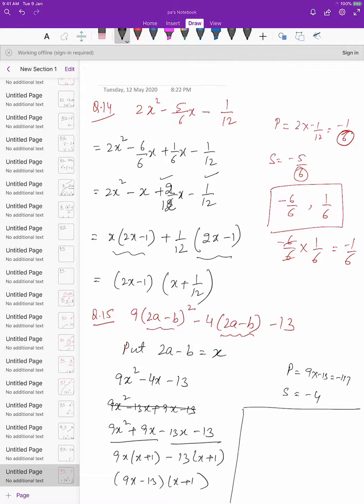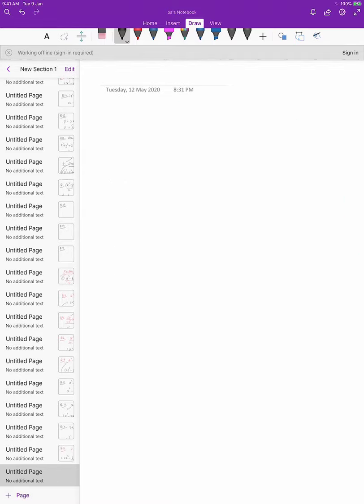Now here x was not there in the original question, but we had put x is equal to 2a minus b. So once you have factorized, just write 9 in place of x, put the value 2a minus b, minus 13. In the second bracket also 2a minus b plus 1, and open out the bracket, 18a minus 9b minus 13 into 2a minus b plus 1. So that is your answer basically. Then let's look at the next question.